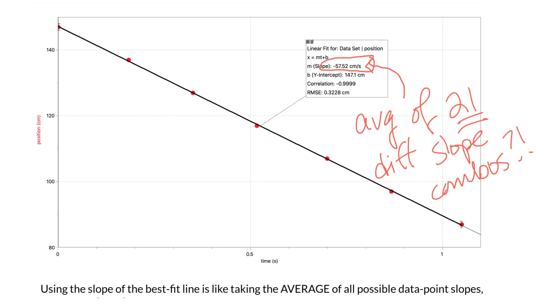Okay, so it's like taking the average of all possible data point slopes except way faster. Sorry, that's cut off.